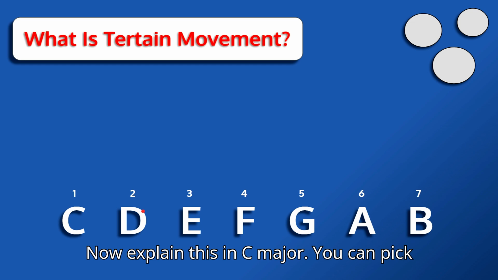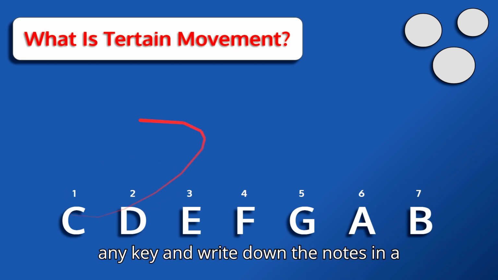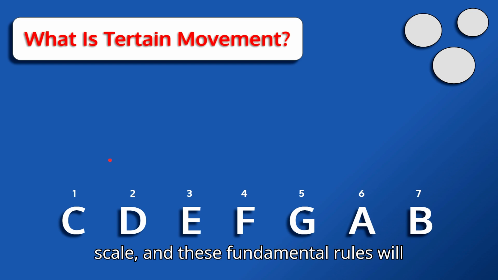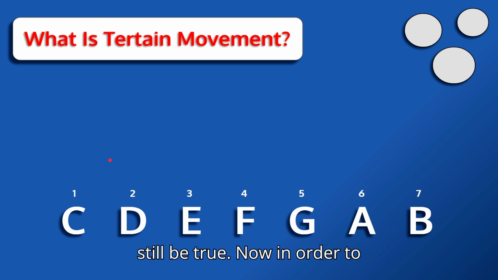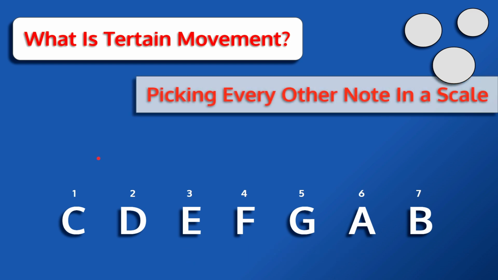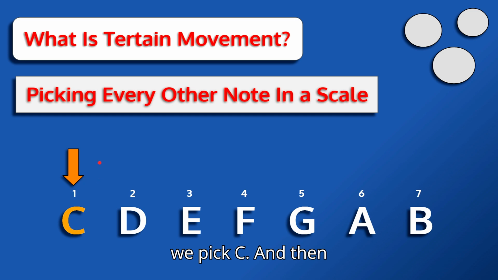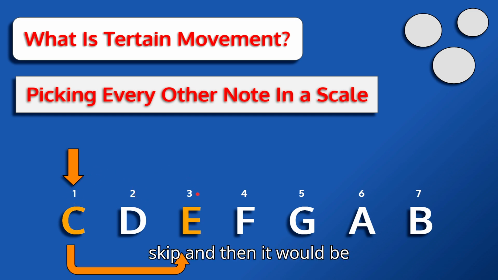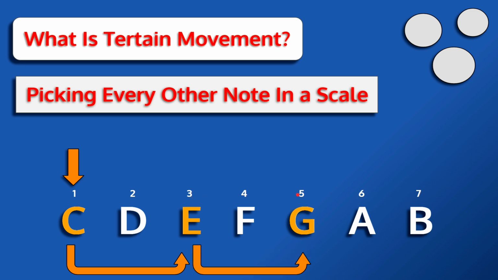Now, I'll explain this in C major, but you can pick any key and write down the notes in its scale, and these fundamental rules will still be true. In order to form triads, we use tertian movement, which is moving in threes. To really explain this the best, I'll have to just show you. First, we'd pick C, and then skip, and then E, and then, rationally, G.